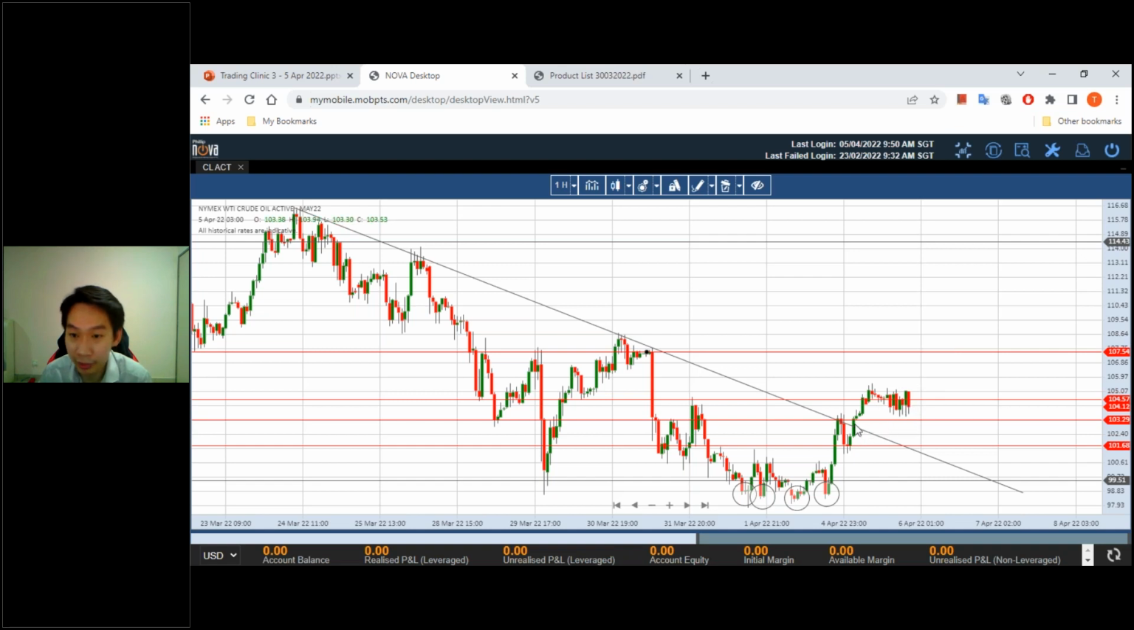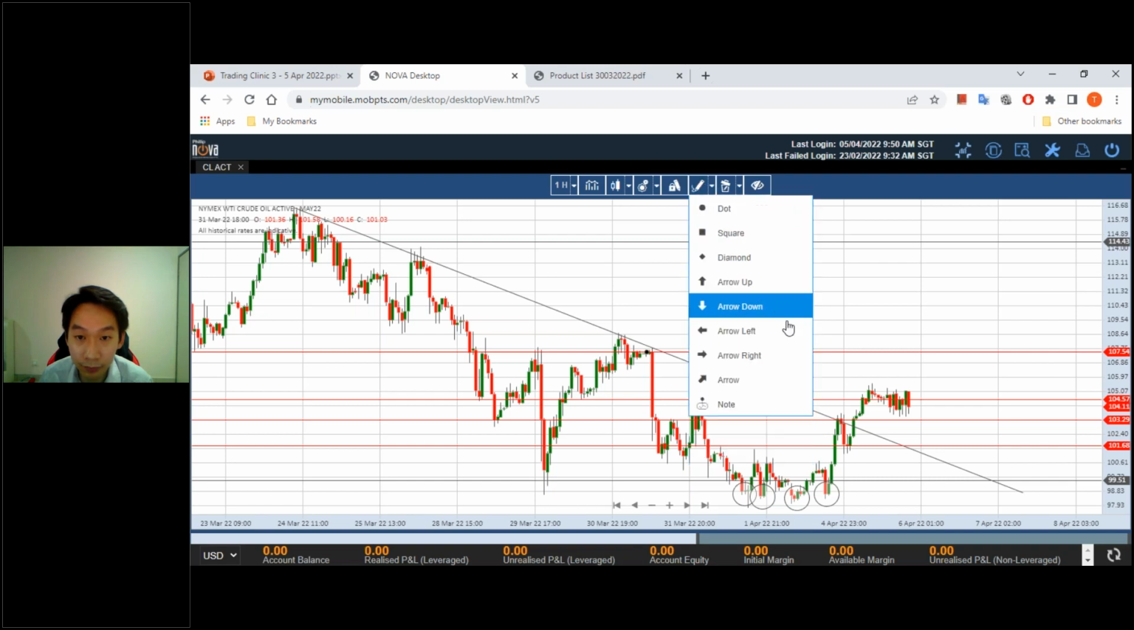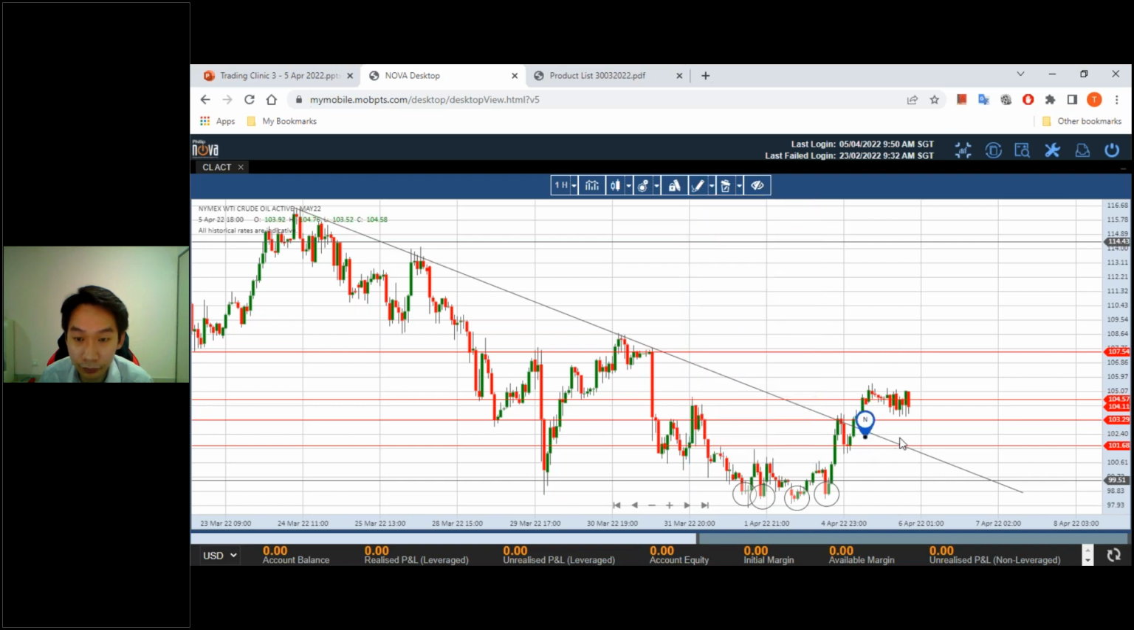So price is here. If you are looking to enter, you can wait for it to come back to 103.29, which is this level here, if you want to enter a long position. Come back to this level, 103.29.